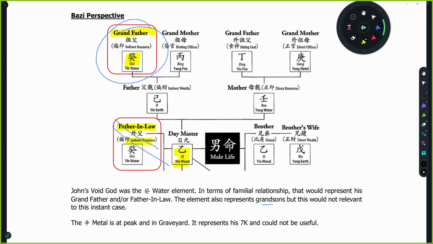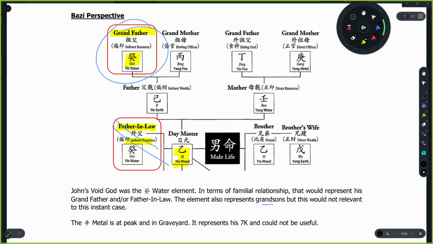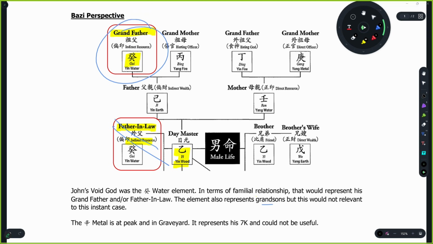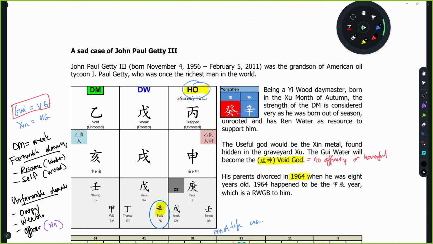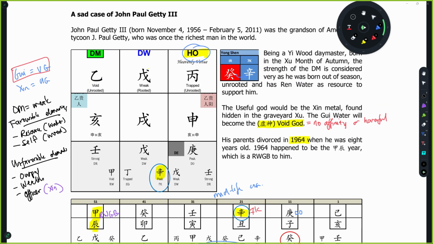Now, if we were able to advise John Paul when he was young, I am sure that not all persons born on 4th of November 1956 sharing this chart will be kidnapped and have their ear cut off, except for this guy. But one thing, of course, the advice given to remedy his chart is to fill up Kueh water, and that would be the grandparent.